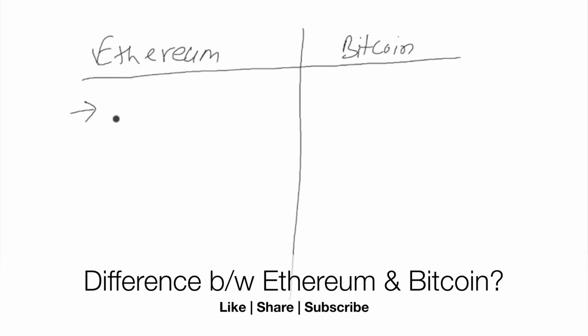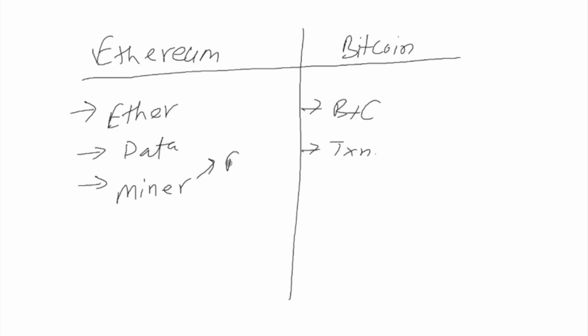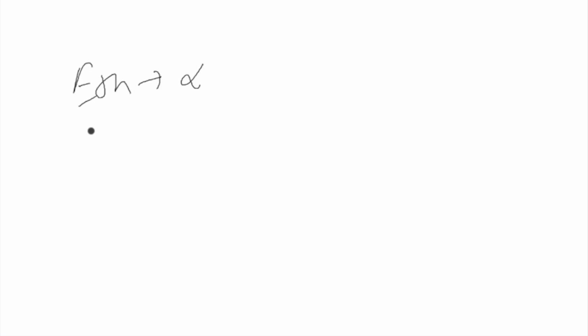Now let's see the difference between Ethereum and Bitcoin. In Ethereum, we have the native currency as Ether. In Bitcoin, we have Bitcoin. The second one is, here we can store data, here we can store transactions. The third point is, here the miner will get fee and reward. Here the miner will get reward. There is a limit in Bitcoin of maximum Bitcoins, which is 21 million. Whereas in Ethereum there is no limit, so Ether can be infinite. Where Ether can be infinite, we have to remember that within a month 18 million Ethers can be generated.